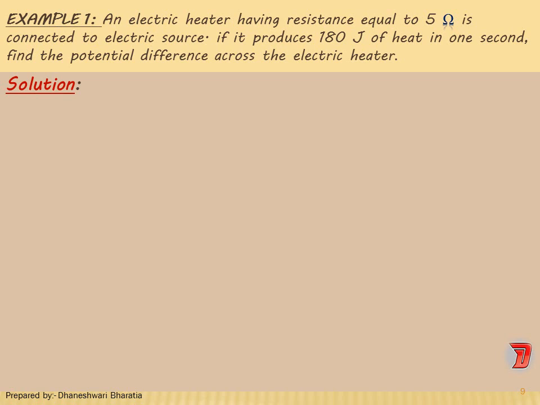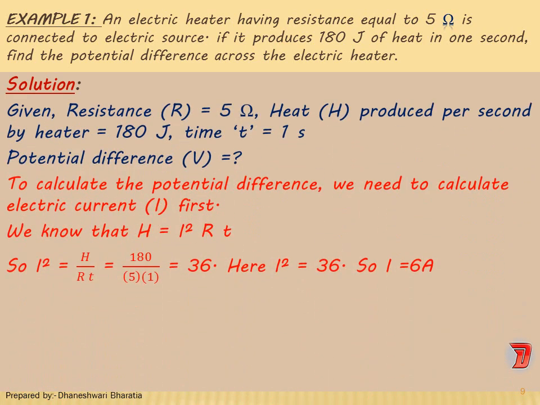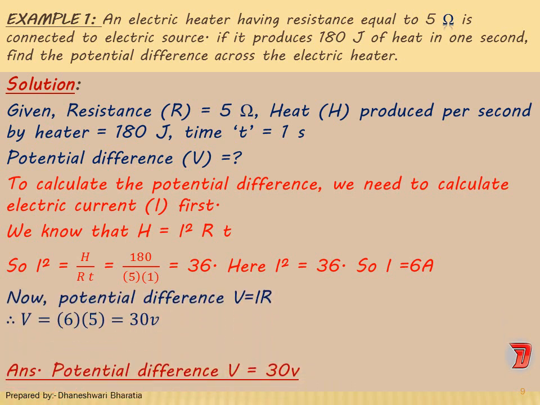And what we have to find? We have to find V. So by using H is equal to I square RT, first we will find I. Then we will use Ohm's law to find the potential difference. First we will find I. After calculating, we will get 6 ampere. Then we will substitute the value in V equals IR and find the potential difference also.